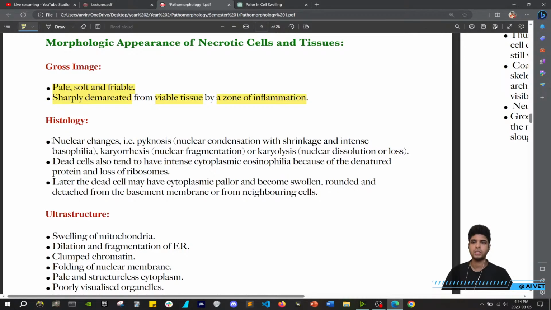And then in histology, nuclear changes: pycnosis, nuclear condensation with shrinkage and intense basophilia. Karyorrhexis, karyolysis.